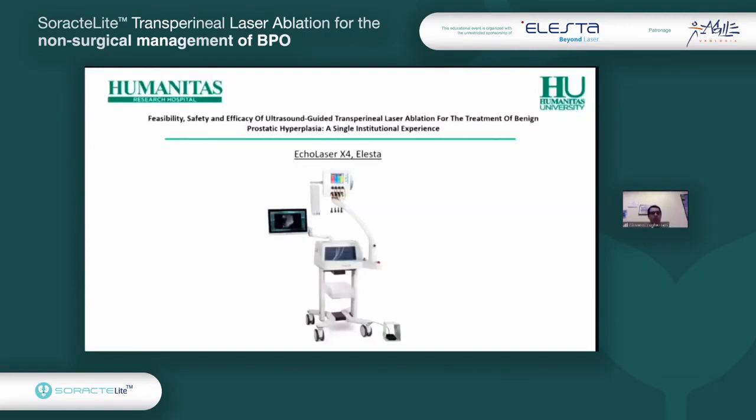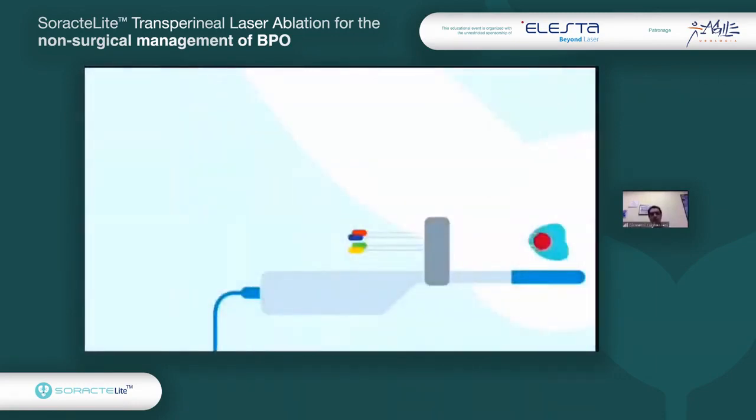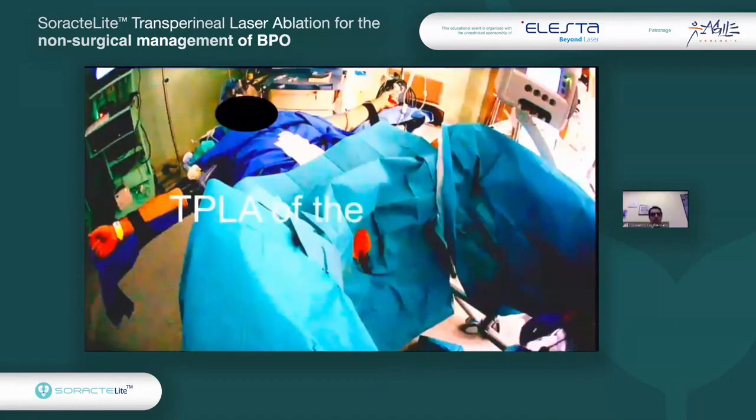So you have already seen the machine, the Echolaser X4, which has 4 independent laser sources and 4 flexible quartz optical fibers that can be used simultaneously to treat each lobe. Basically, this is a schematic view of the treatment. We perform this treatment placing these fibers using a brachytherapy grid, because we believe that this gives a little bit more stability during the treatment. And as we have already seen, the treatment causes a coagulative necrosis area.